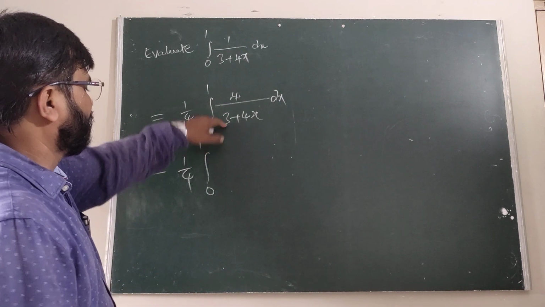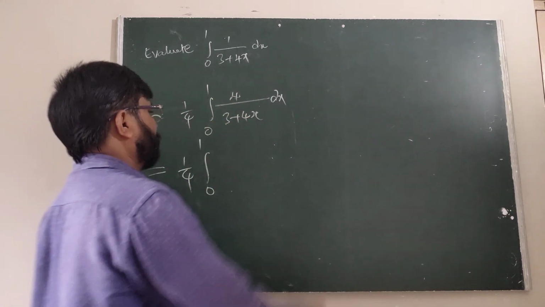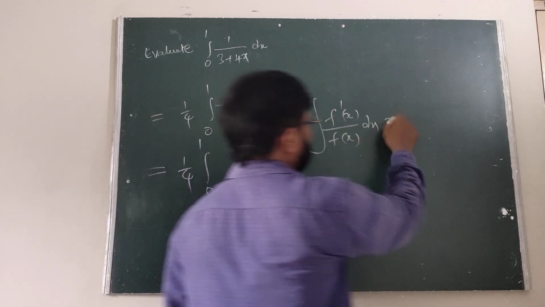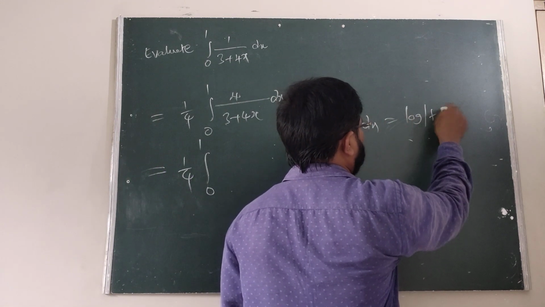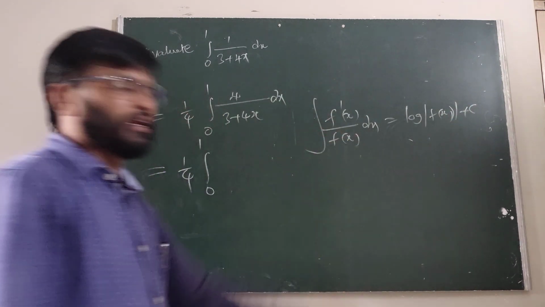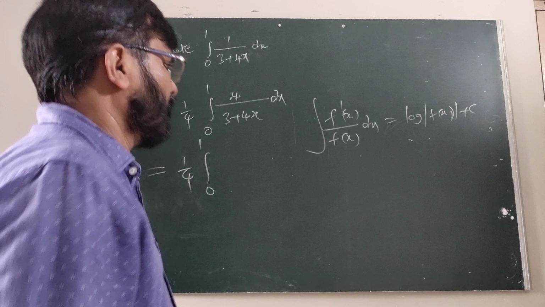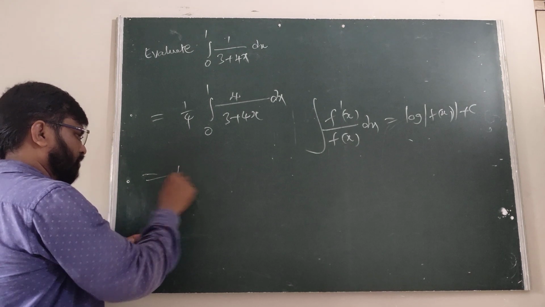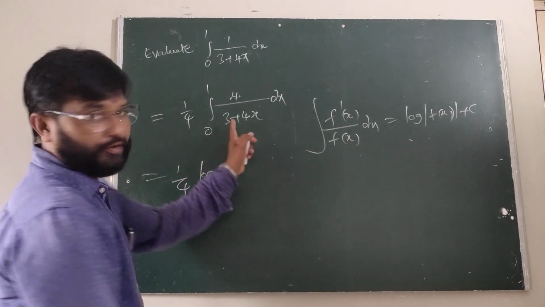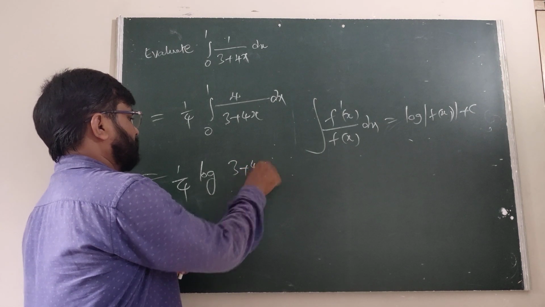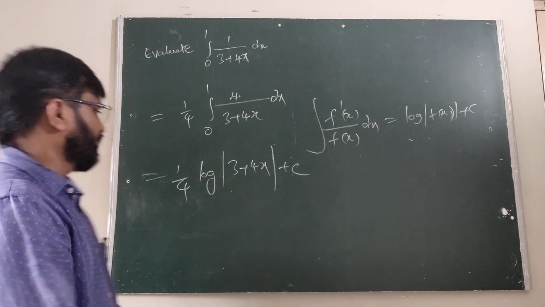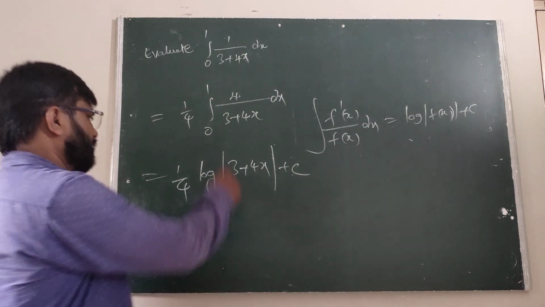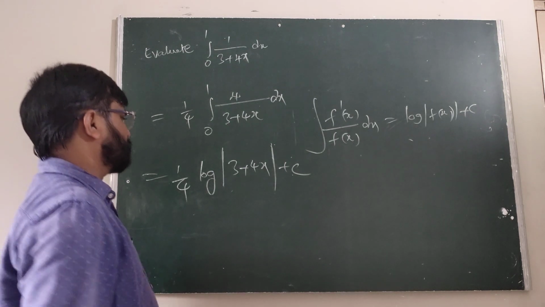We know that the integral of f dash of x by f of x dx is log mod of f of x plus c. Is it clear? Therefore, now you can write here 1 by 4 log mod of f of x, where f of x is 3 plus 4x, plus c. Is it clear how to write this? The integral of f dash of x by f of x is log mod of f of x, that means log mod of 3 plus 4x.